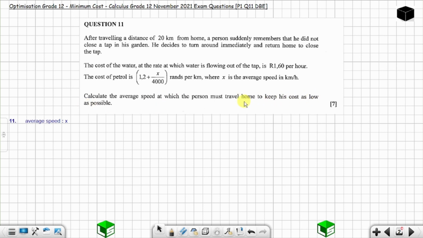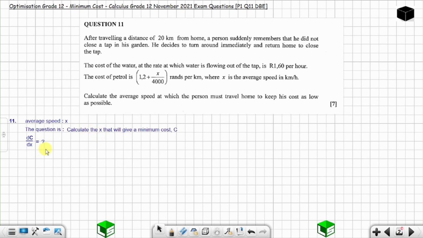So try to set the question. The question is: calculate the X that will give a minimum cost, right? I'm going to use C for cost. So with the question set, now you can try to find X, the average speed. What you are going to do is take the derivative of the cost. C is your cost. You are going to take the derivative of your cost with respect to X.